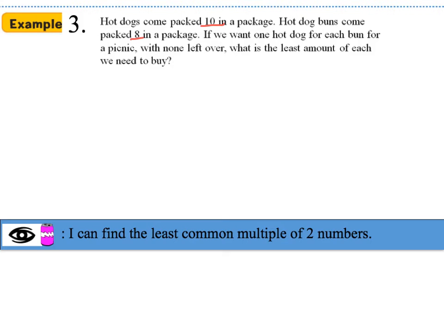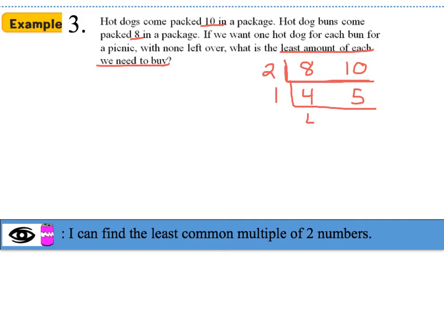Our job is to figure out the least amount of each that we need to buy so that nothing's left over. Whenever we see a keyword like least or smallest, let's think of the LCM. So let's use the LCM of 8 and 10. And let's ask ourselves what number goes into 8 and 10 evenly. I can think of 2. 2 goes into 8 4 times, and 2 goes into 10 5 times. Let's continue our ladder, and let's think of another number that goes into 4 and 5. The only thing I can think of is 1. 1 goes into 4 4 times, and 1 goes into 5 5 times.